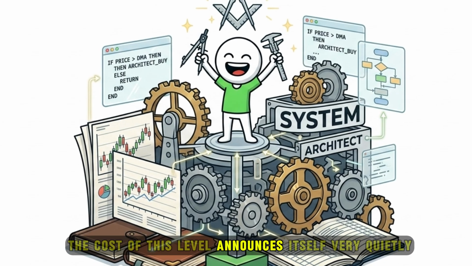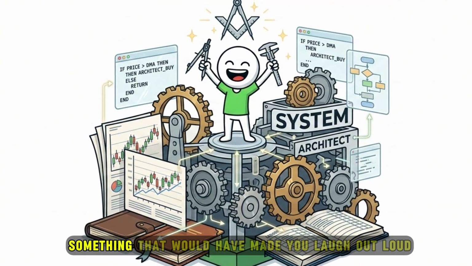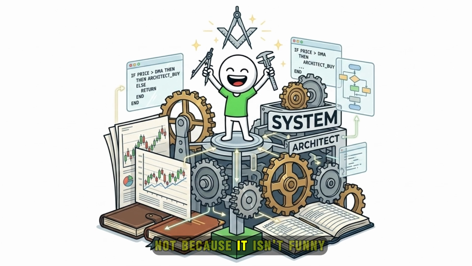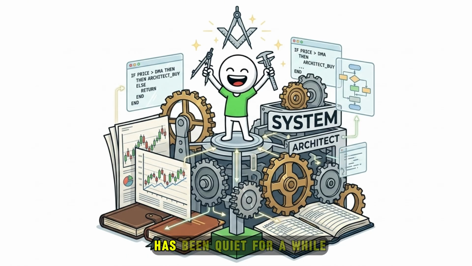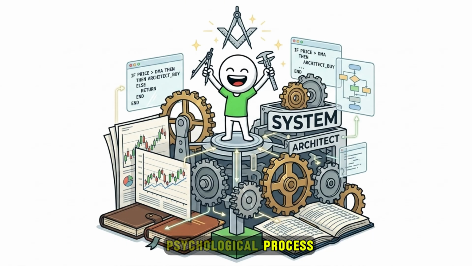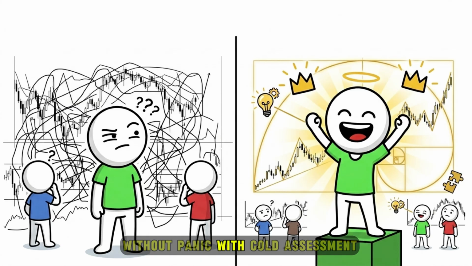The cost of this level announces itself very quietly. You're out at dinner with your partner. She says something that would have made you laugh out loud 2 years ago. You don't laugh. Not because it isn't funny, but because the part of you that used to respond to things like that spontaneously, without calculating the response, has been quiet for a while. You've optimized so much of your internal psychological process that something human accidentally leaked out through the optimization. You notice this the exact same way you notice a live position moving against you: without panic, with cold assessment, and with a mental note to revisit it later.